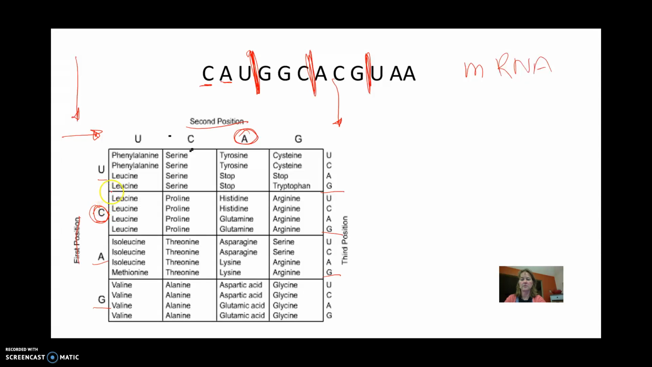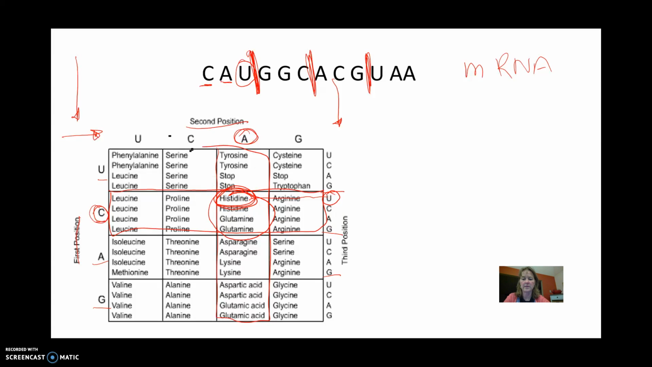We're going to go with C, so I know I'm in this row. Now I'm going to go to A, and I know that I'm in this row. The question is, where do the two intersect? It happens to be in this section. Now I have to take into consideration the third letter, which is U. In this section, U is located in the top position. So I follow the U over, and the amino acid is called histidine.